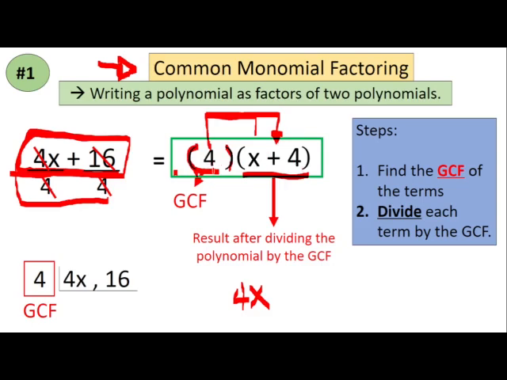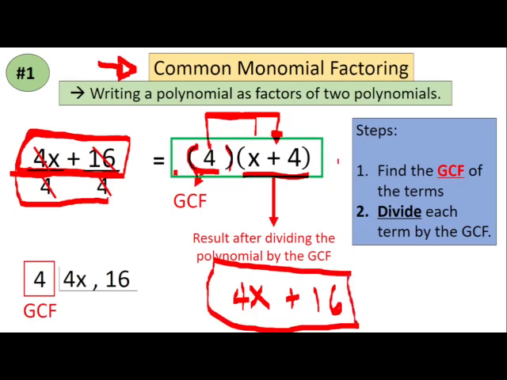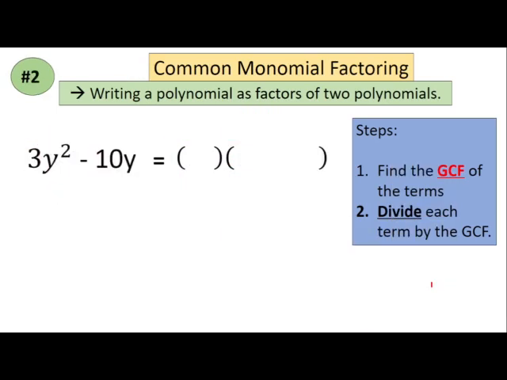Next naman, multiply the 4 to the positive 4. And we will get positive 16. We got the original binomial, which means that our answer in here is correct. Now, let's have the next example. We'll do the same thing.